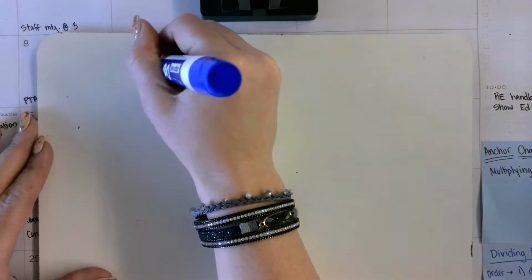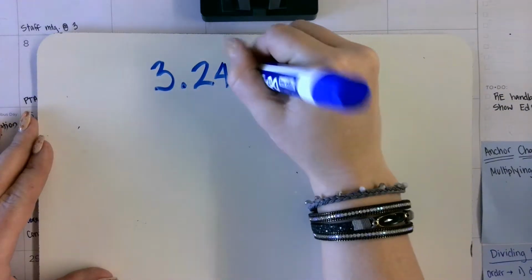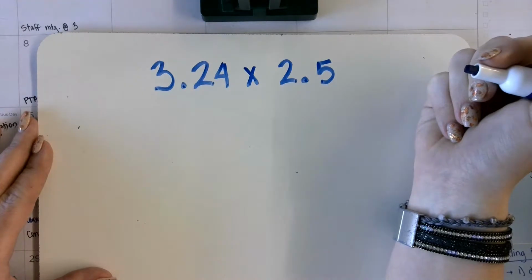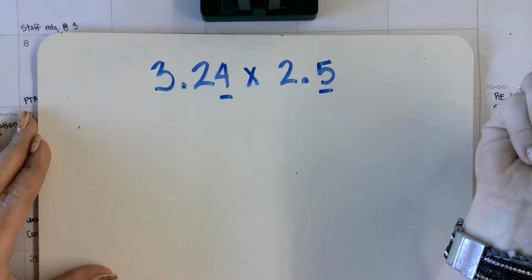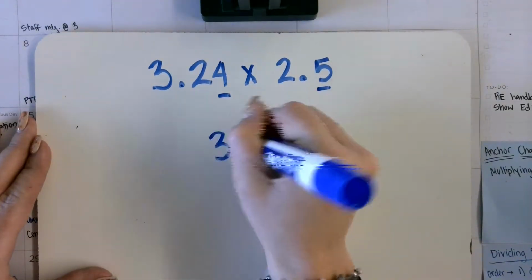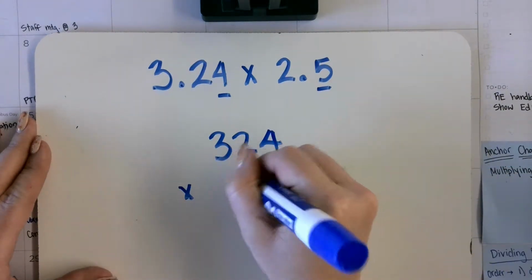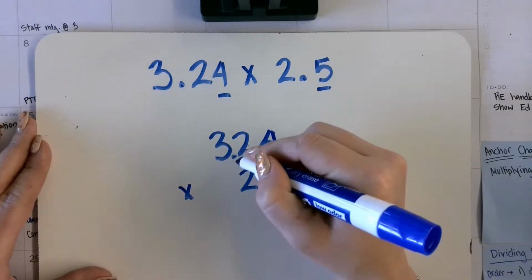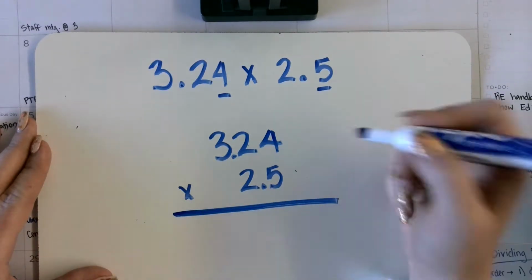So if we're doing 3 and 24 hundredths times 2 and 5 tenths, we're going to line up the 5 and the 4, even though that's not the same place. So I'm going to pretend I'm doing like 324 times 25. Again, the decimals do not line up, the last numbers line up. Then I'm going to multiply like normal.